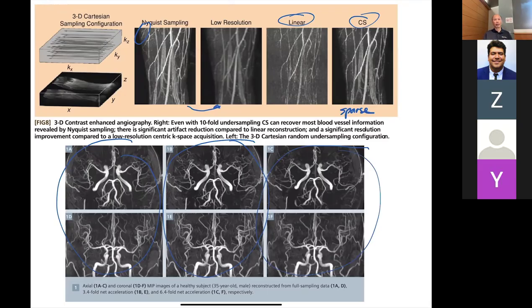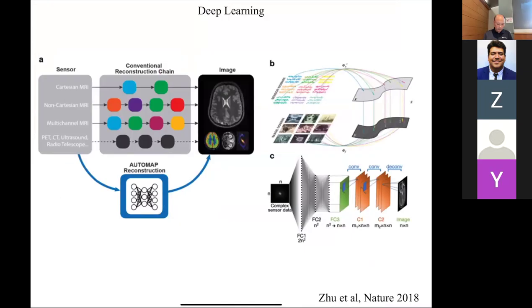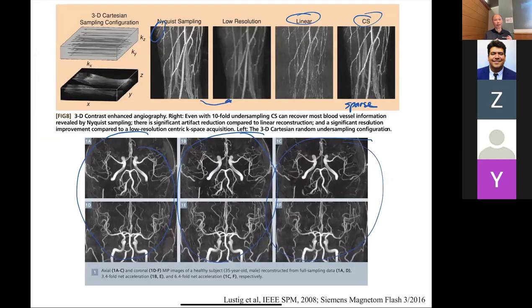Okay, so here's the idea. You can go much faster and your image looks almost just as good, and sometimes even better. Okay, so that's compressed sensing, and that was the first foray into saying we know something about images. One thing we know about images is that they're either sparse in their image domain, like angiograms, or if you take the wavelet transform of them, they'll be sparse in that domain. All right.